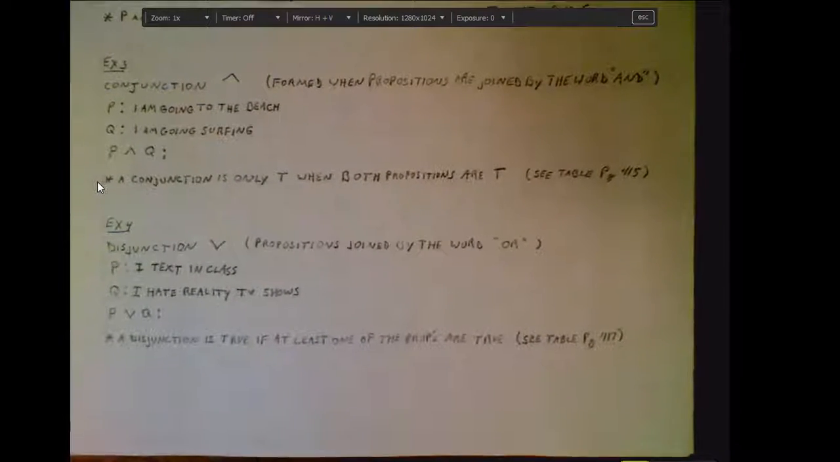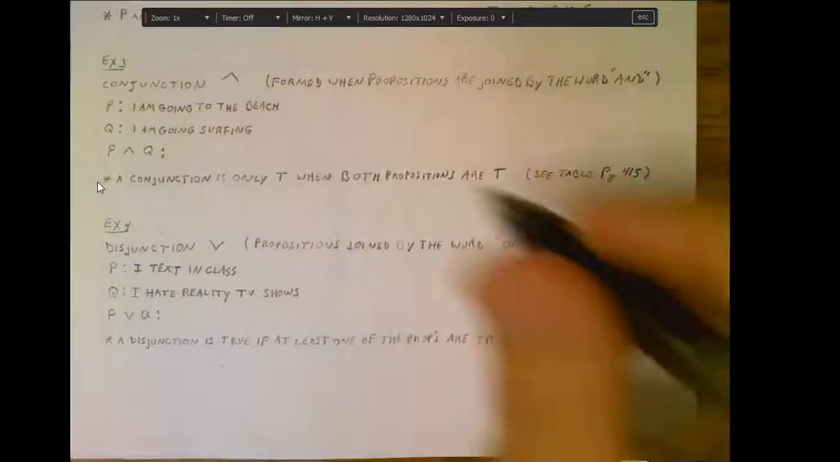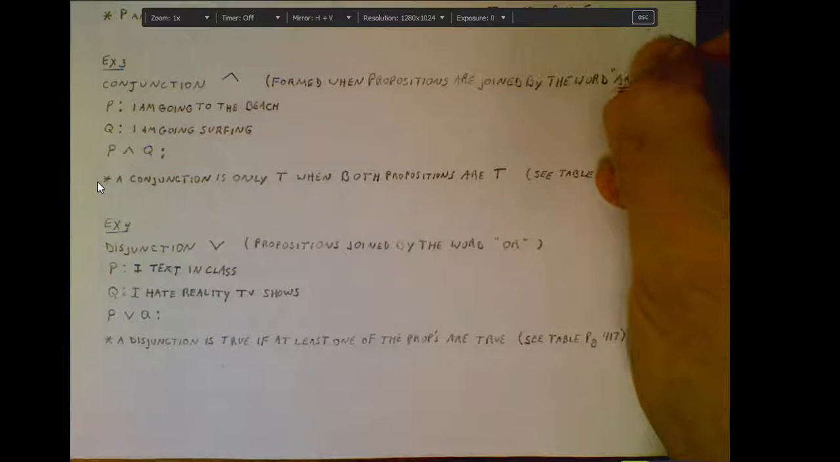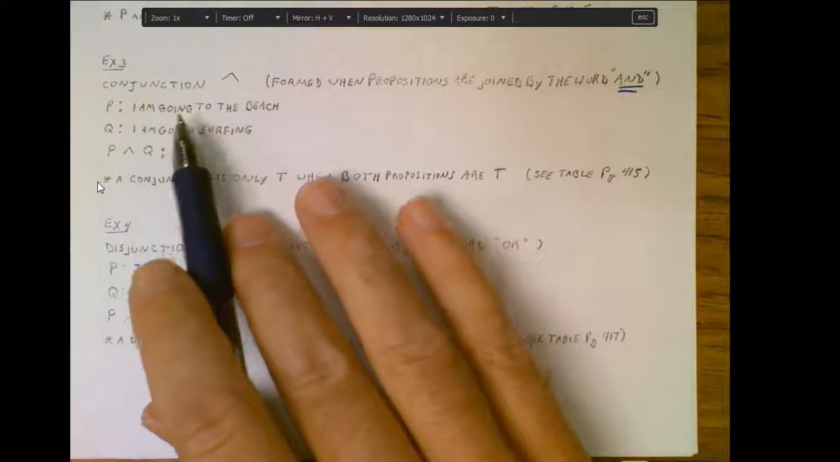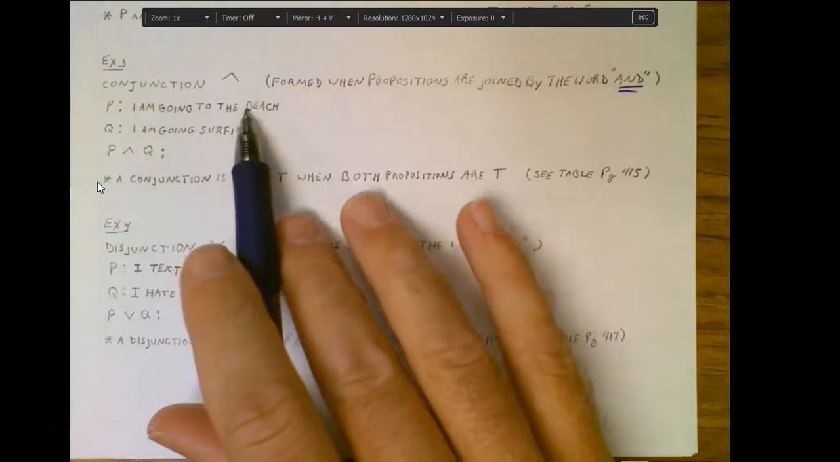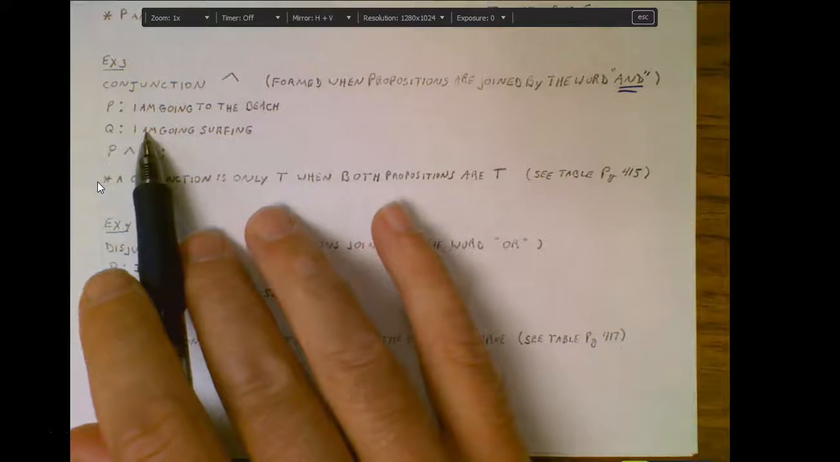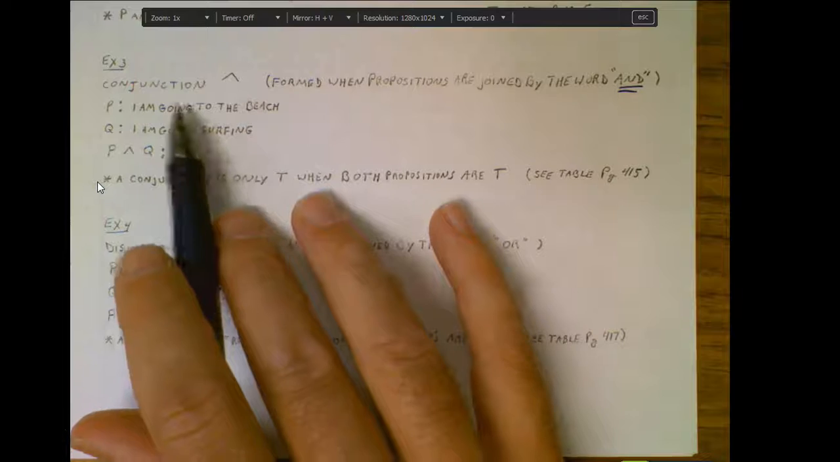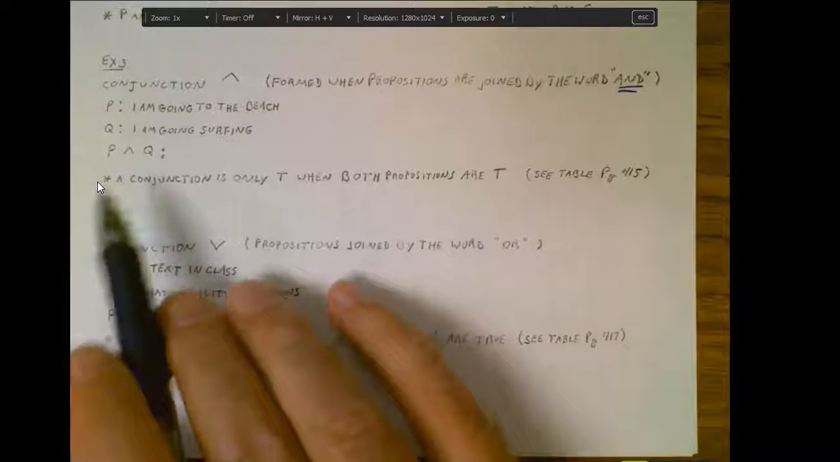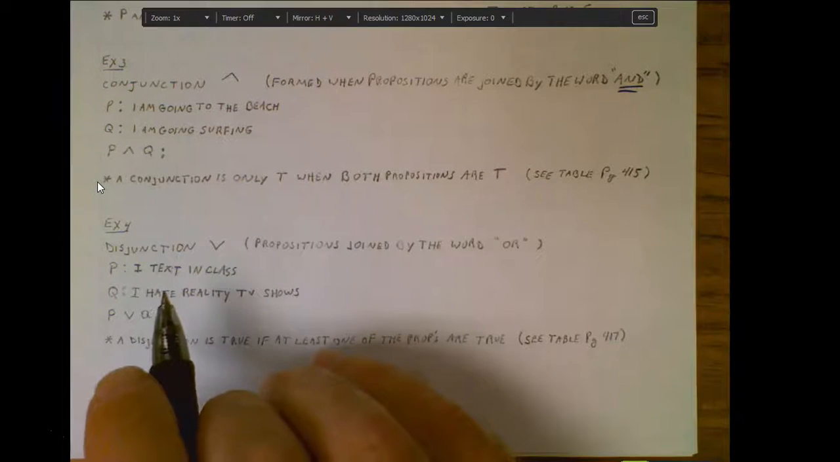Going down to example 3, the idea of a conjunction. Conjunction simply is when we throw in the word and to combine two statements. So if I have two propositions, say the first one is I am going to the beach, and another proposition is I am going surfing. If I wanted to form the conjunction, I simply combine those two statements with the word and.